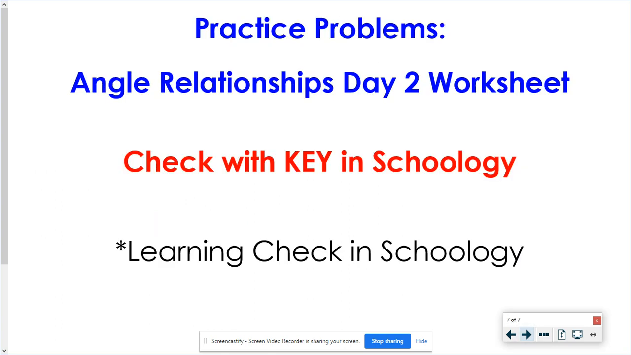Now, today's worksheet is angle relationships, day 2 worksheet. It was a book assignment, but I just kind of made it into a worksheet. So the answer key is in Schoology. Don't worry that the numbering doesn't start at number 1. That's not a big deal. There will be a learning check, and if you need help with anything, let me know.